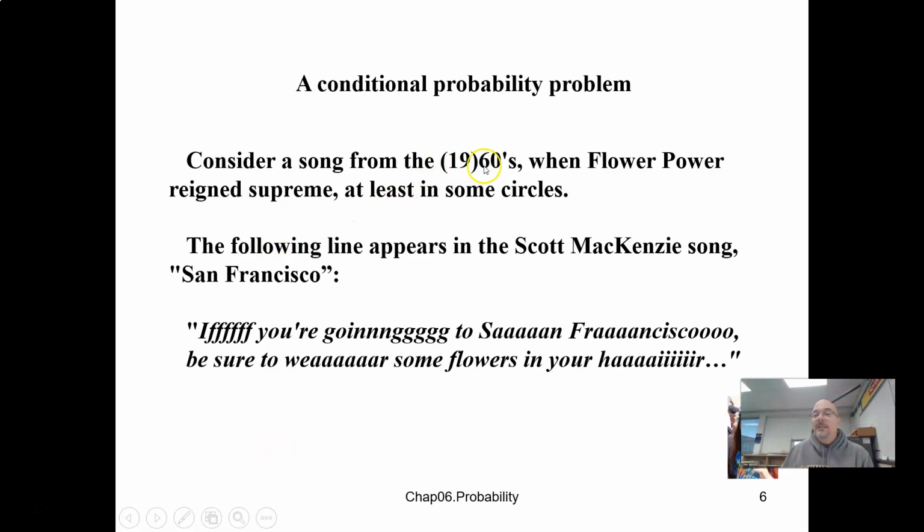Consider a song from the 1960s when flower power reigned supreme, at least in some circles. The following line appears in the Scott McKenzie song, San Francisco. Okay, if we were in class, I would play the song for you. You can look it up and play the song. Okay, if you're going to San Francisco, be sure to wear some flowers in your hair. Okay, I can't do it justice, but go listen to the song. All right.